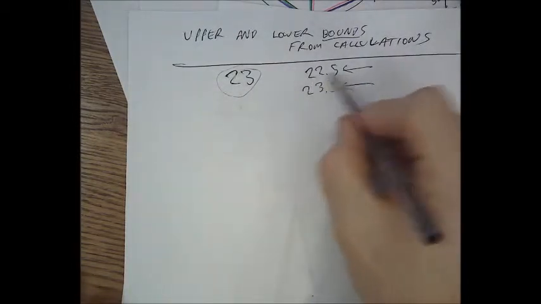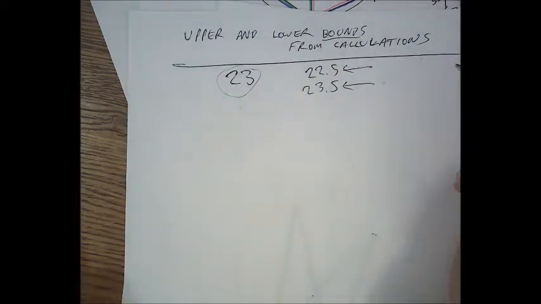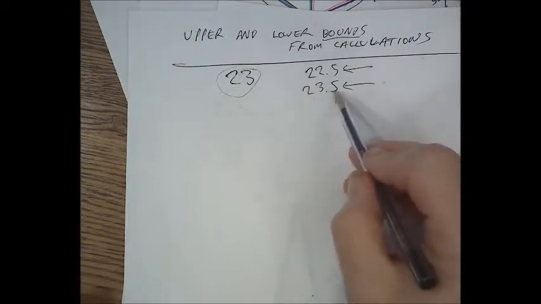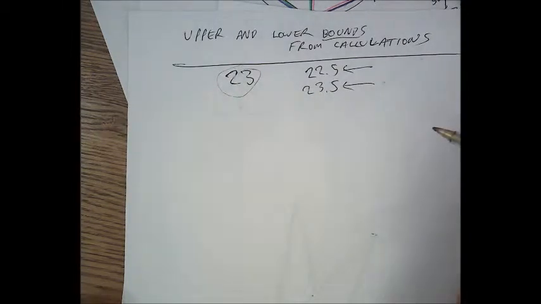Any number less than 22.5 would not get rounded to 23 as the nearest whole. It would get rounded to 22 or 21 or whatever. And any number 23.5 or above would not get rounded to 23. It would get rounded to 24 or 25, etc. So that's why 23.5 is the upper boundary.